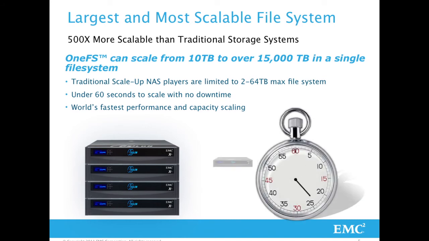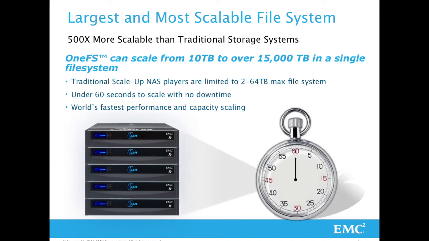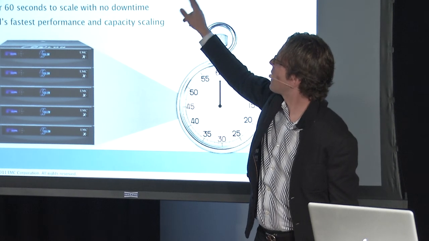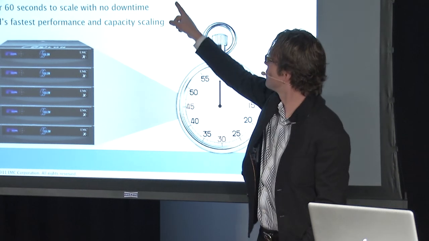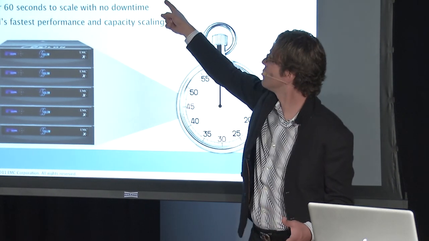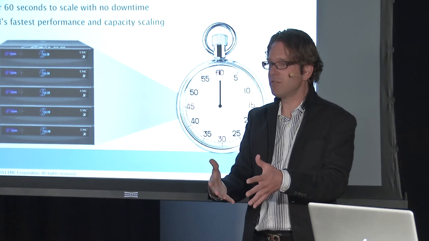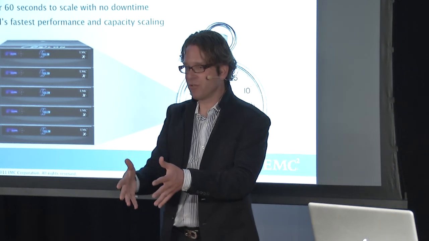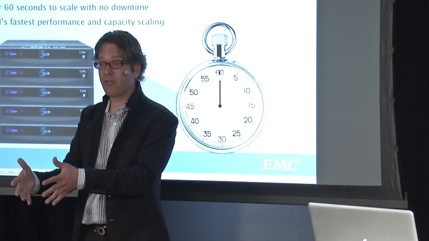So growing a file system should be that simple. Traditional NAS has volume limits, much like SANs. There are these underneath layers that could be as small as 2 terabytes, up to 64 terabytes. And then I have to make multiples of them to grow past 64 terabytes.